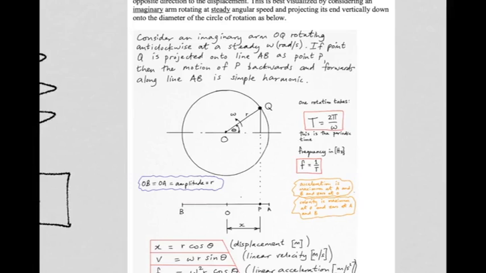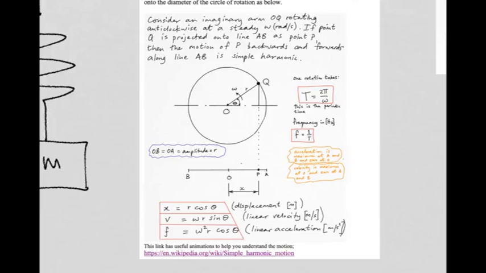Now OB and OA, they are obviously the same. That's actually the radius of the circle, and that is also known as the amplitude of the motion. Remember what amplitude is? That is the maximum extent of a vibration or oscillation measured from the position of equilibrium.